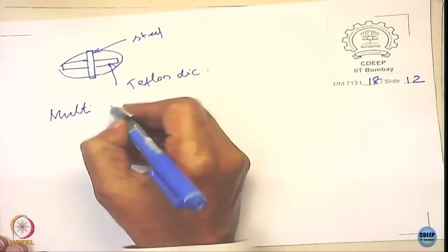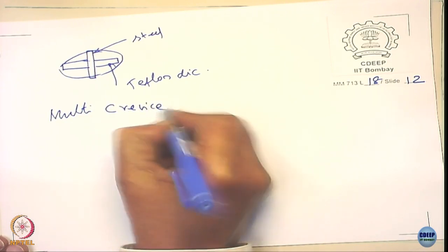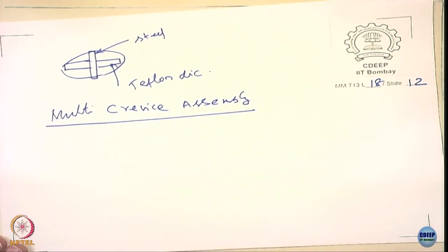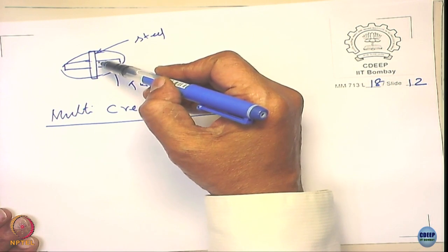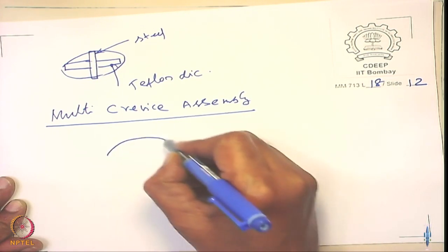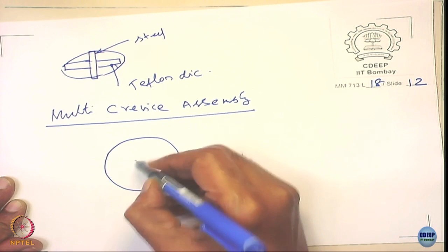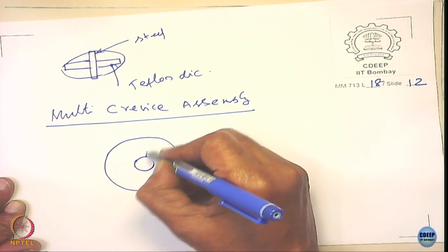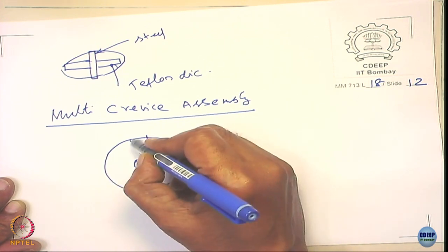Now, they also made a little bit more sophisticated setup that is called a multi crevice assembly, where in a single experiment you can have many crevices formed. Here in this case you have only two crevices, one on the right and another on the left, but I can also have a multi crevice assembly by taking a Teflon disc and making various grooves. I can just groove like this.